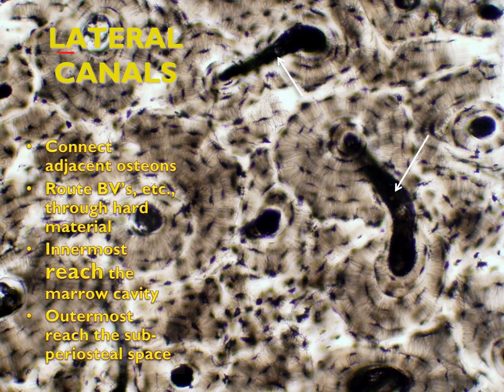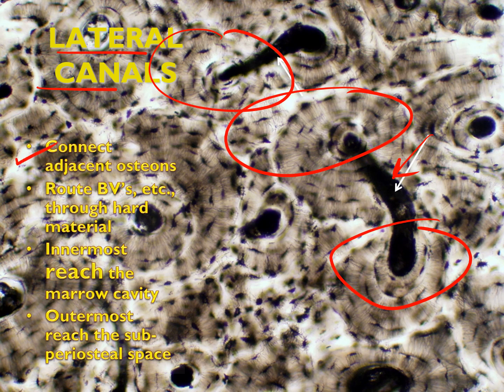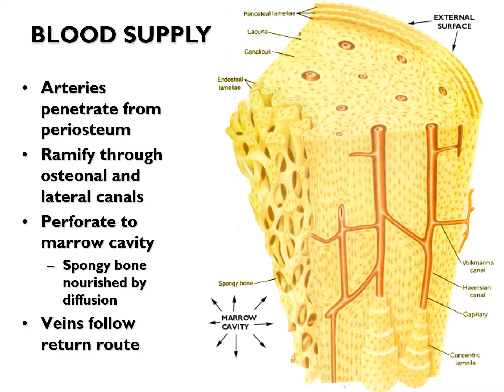As I said in the beginning, we have the osteon, and the osteon makes contact with the adjacent osteon through the lateral canals, or the other name, which is the Volkmann's canal. So these lateral canals, very important, connect adjacent osteons. The other thing, they are the route for the blood vessels through the hard material. The innermost of these lateral canals will reach the marrow cavity, whereas the outermost will reach the periosteal space. So here you can see this is the lateral canal. This one here, the inner, extends to the area of the bone marrow, whereas the one outside reaches the area of the periosteum.